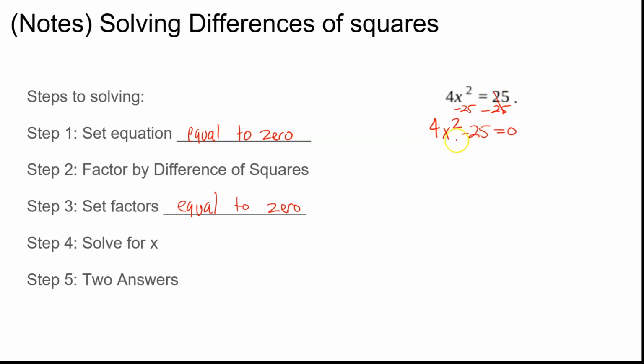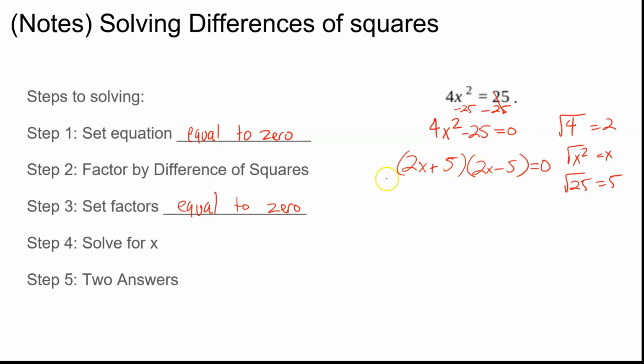Now I'm going to factor my left side using difference of perfect squares. Square root of 4, square root of x squared, square root of 25. We have 2, x, and 5. And you can use your calculator to verify these if you're not getting them. So I'm going to write that as two binomial factors. There we go. Still equal to 0. This is going to be plus. This is going to be minus.